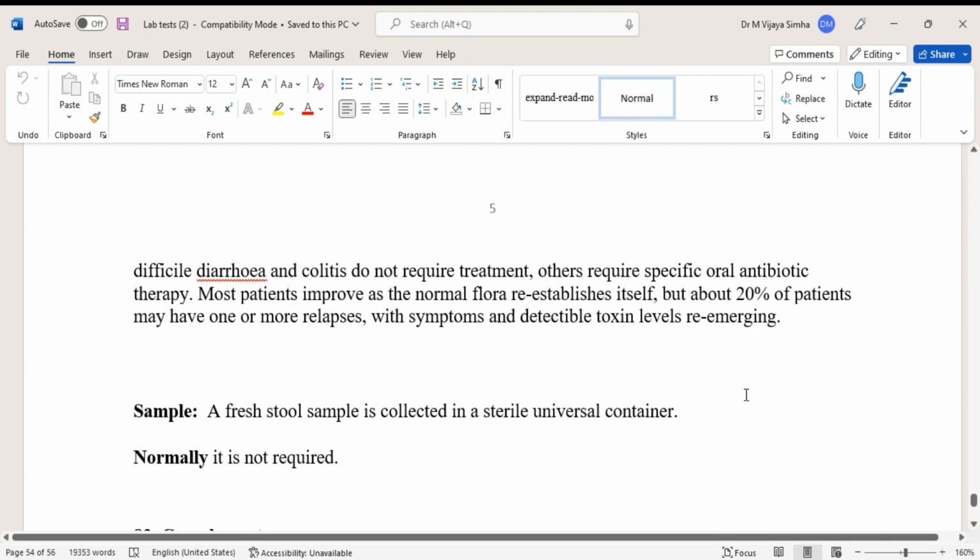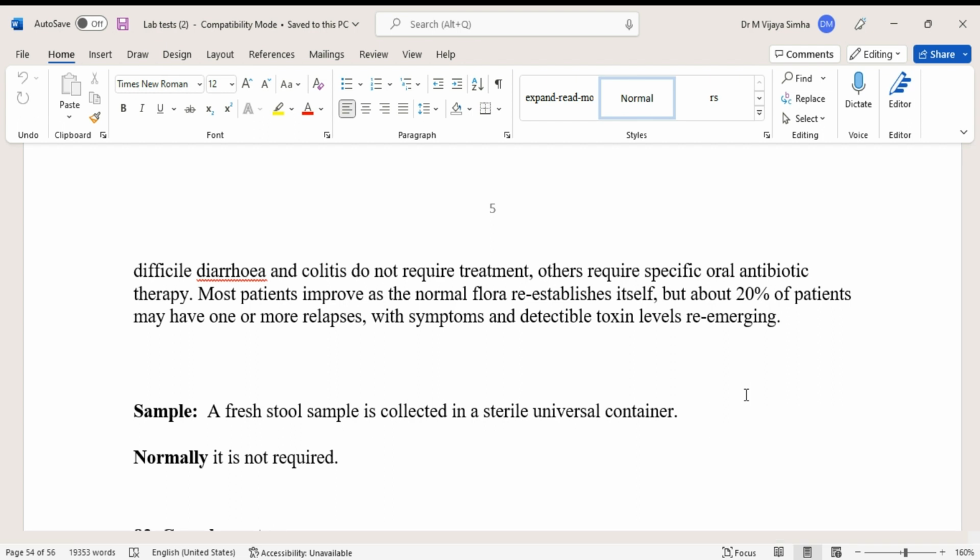Sample required: a fresh stool sample is collected in a sterile universal container. Normally, no special preparation is required.